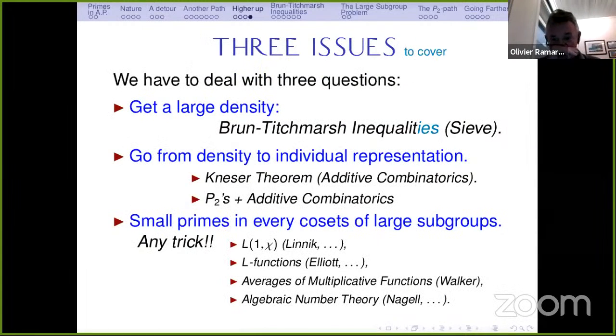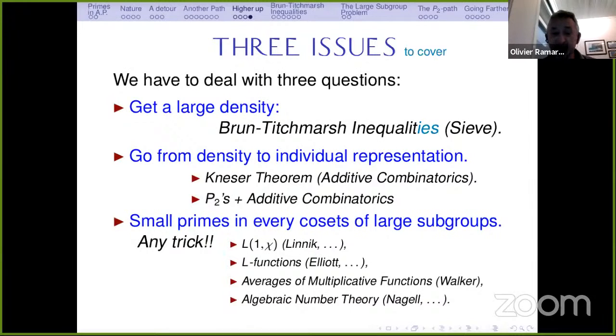Okay. So what are the questions, the issues that we have to cover? If you remember the proof I've given, you first have to get a good density, a large enough density for your set, and that's done by a Brun-Titchmarsh inequality, or a modified form of the Brun-Titchmarsh inequality, but the sieve has to enter the game to get a large density. That's the beginning of your work. Then you have to go from densities, knowing that a set is big, to individual representation. And that's what Kneser's theorem does for you.